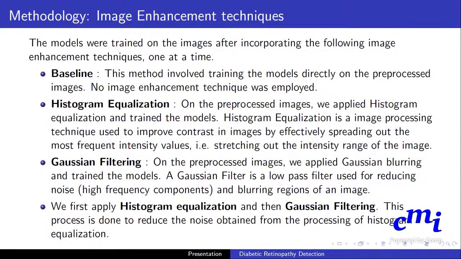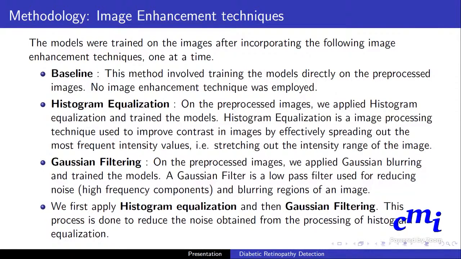We perform Gaussian blurring by using a Gaussian filter. A Gaussian filter is a low pass filter that is used for reducing the noise, that is, to remove the high frequency components of the image by blurring certain regions of an image. The filter is generally an odd size symmetric kernel, which is passed through each pixel of the region of interest to get a desired effect.